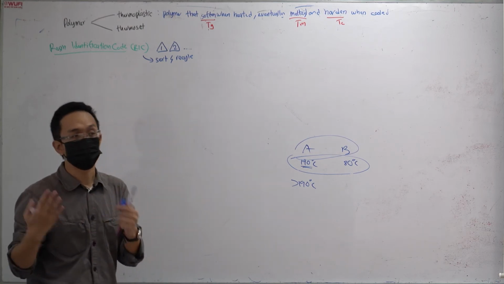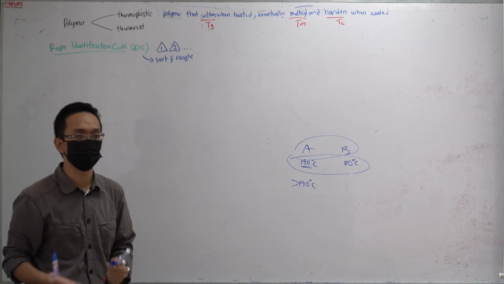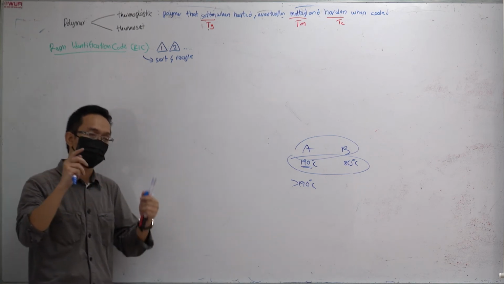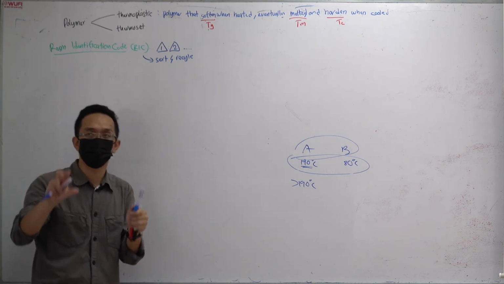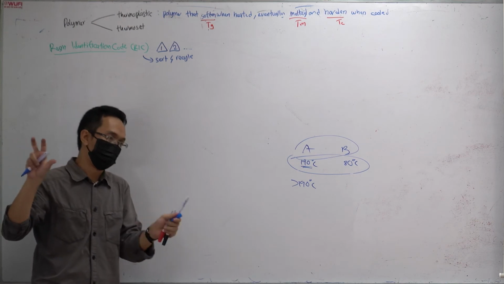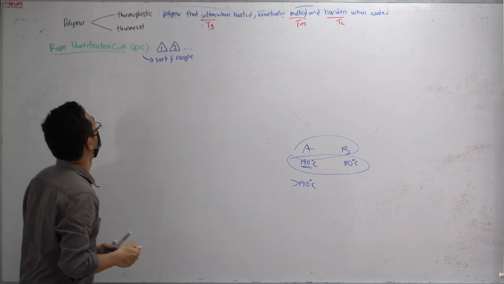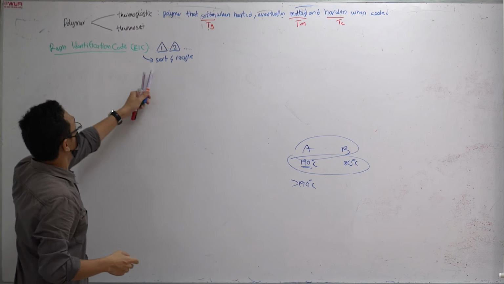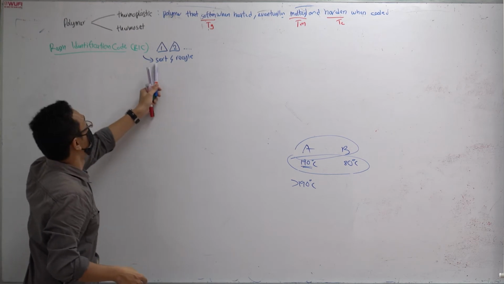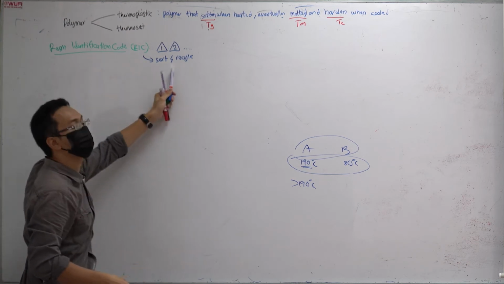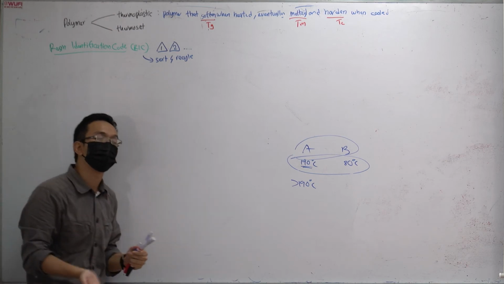The reason why different plastics have different melting temperatures is because each plastic has a different ratio of the amorphous and crystalline part inside. So that's one of the reasons. That's the reason why you use this RIC to sort and also to recycle. Recycle means that you can reuse again.